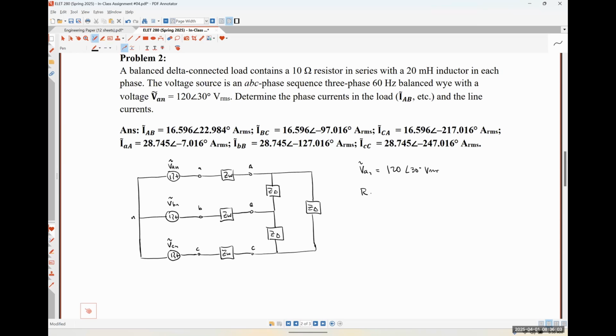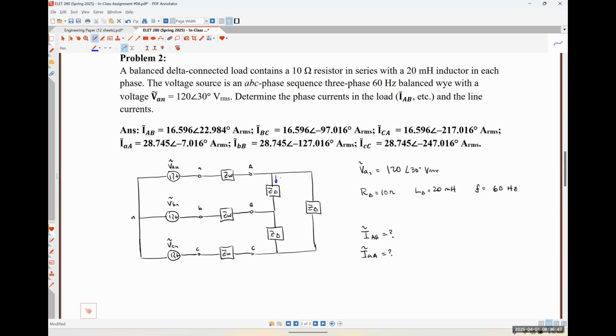We know that the resistance of our delta connected load is 10 ohms. We know that the inductance of our delta connected load is 20 millihenries. And we know the frequency of our system is 60 hertz. So we're going to put all three of those pieces of information together to figure out what Z delta is here in a moment. Ultimately, we are trying to find our phase currents and our line currents. So I'm just going to make a note here. We're looking for IAB and IaA. And I'll label those guys on here.